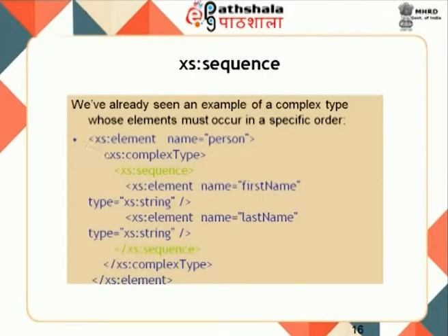Now we can see an example of how to use the sequence. So here you can see that the element name is person. It is defined as a complex type. After that you use the keyword called sequence, and here you can see that this person has first name and last name. Use the keyword sequence, so they must occur in the specific order.